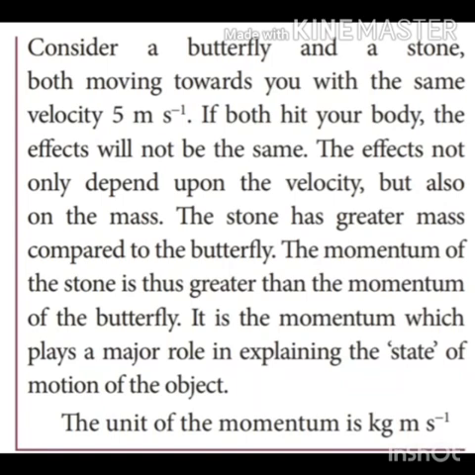The momentum can be explained by a simple example. A butterfly and a stone are both moving towards you with the same velocity. If both hit your body, the effect will not be the same. The effect depends not only upon the velocity but also on the mass. The stone has greater mass compared to the butterfly. The momentum of the stone is greater than the momentum of the butterfly. It explains the state of motion of the object. Momentum formula: p is equal to mass into velocity. Therefore, the unit of momentum is kilogram meter second minus 1.